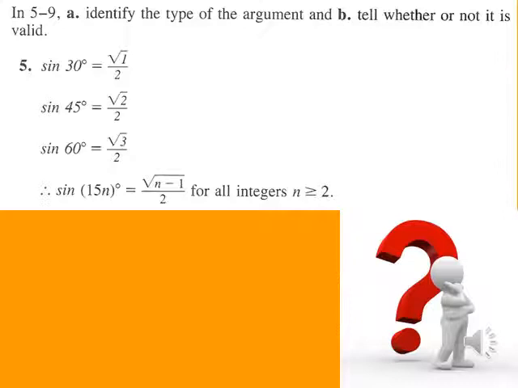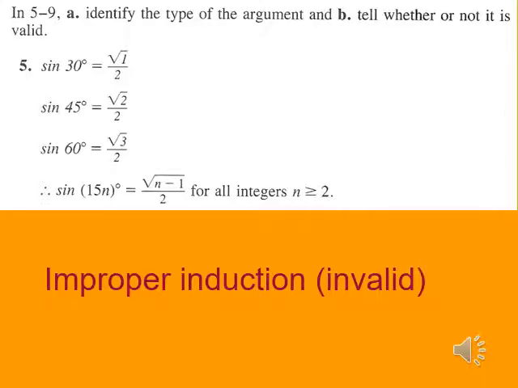And again, after each of these, you might want to pause and think about what the answer should be. So the fact that we've got a whole bunch of examples and then it tries to generalize that to n, that's a dead giveaway for improper induction. Just because something happened 1 or 2 or 3 times doesn't mean it's always going to happen. So it's improper induction, invalid.